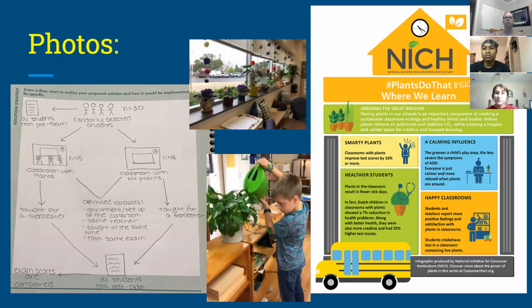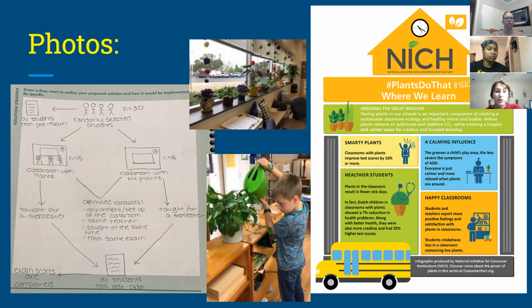And I have some photos here. So on the left is a flow chart from our action plan. And at the very top, you can see we have our 30 students all taking the pre-exam. And then it goes down, you can see we have the sample size of 15 in each, one classroom with plants, one classroom with no plants.